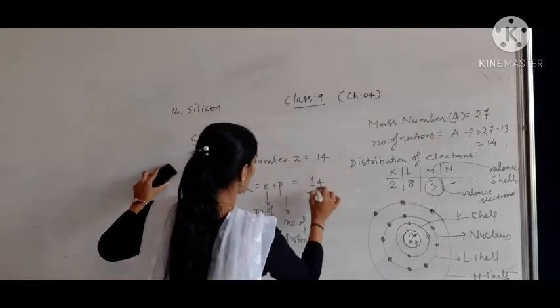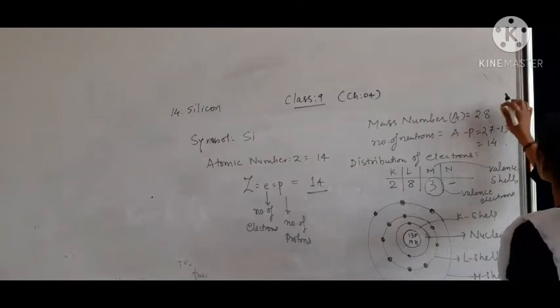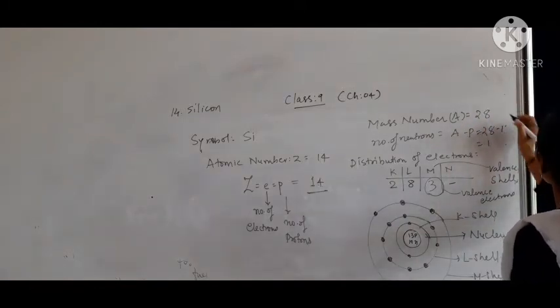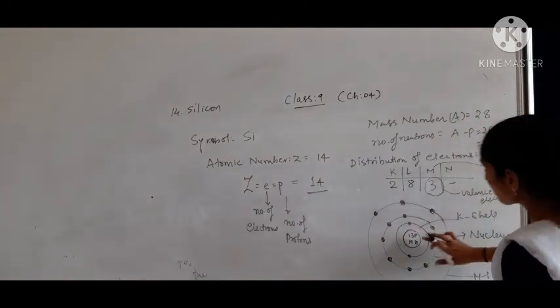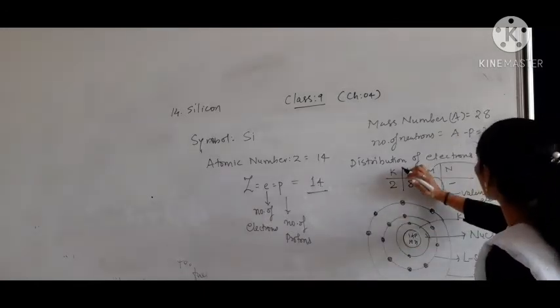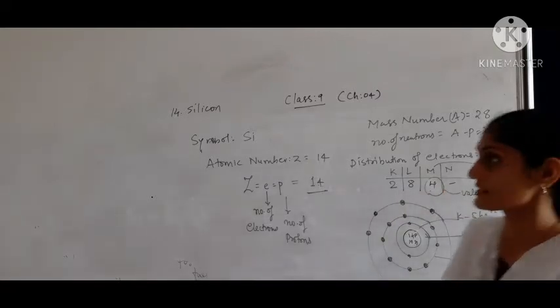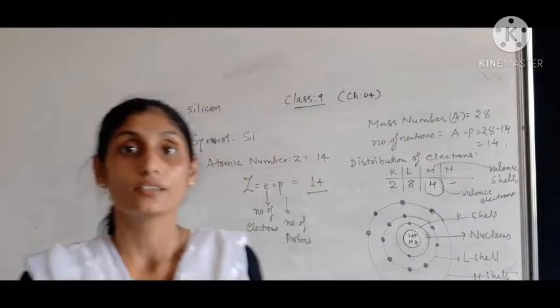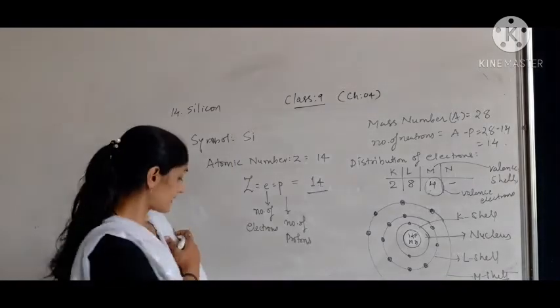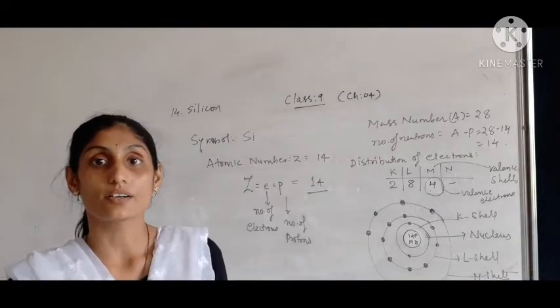So here we have 14. Now mass number is 28. 28 minus 14, so we have 14 protons and 14 neutrons. So we have 4 electrons instead of 3 as for silicon, and 4 valence electrons. We can say that this is for silicon, the 14th element.